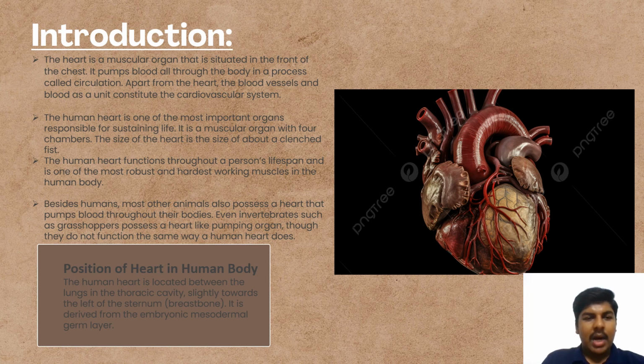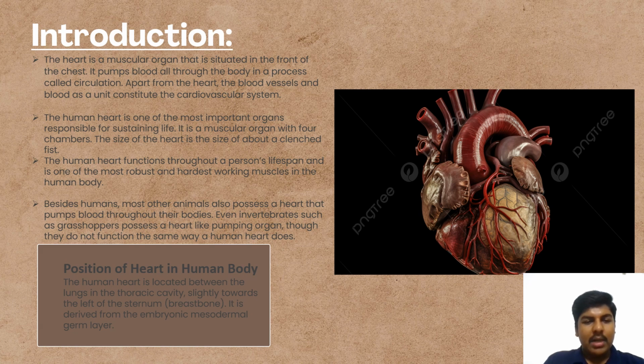Introduction. The heart is a muscular organ that is situated in front of the chest. It pumps blood all through the body in a process called circulation. Apart from the heart, the blood vessels and the blood as a unit constitute the cardiovascular system. The human heart is one of the most important organs responsible for sustaining life. It is a muscular organ with four chambers. The size of the heart is about the size of a clenched fist.